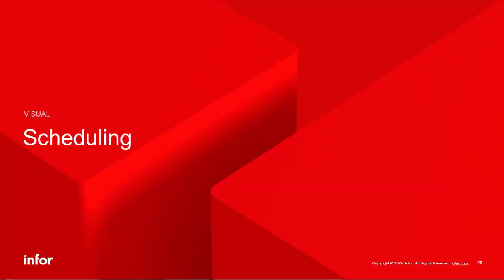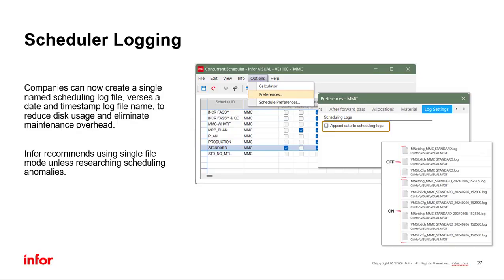Let's take a look at the Visual 11 scheduling enhancements. A new scheduler logging preference was added to eliminate the accumulation of unwanted log files, which required manual deletion or the creation of a Windows service to automatically delete these files. In Visual 11, the date stamp on the log file can be eliminated, which results in the replacement of the scheduler log rather than an accumulation of these logs.